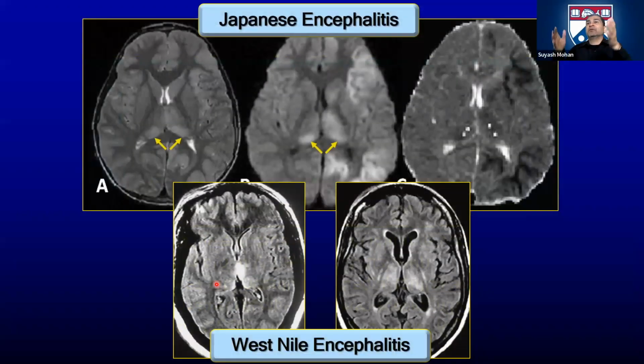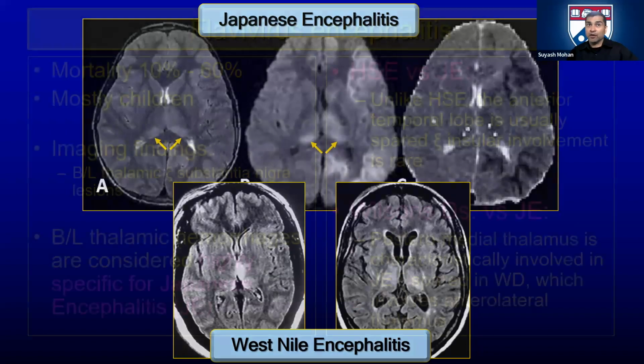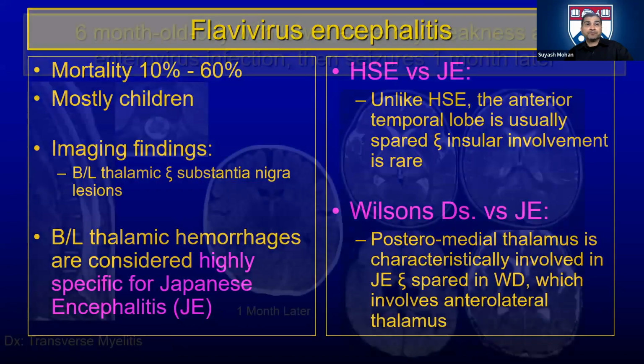Now, if you have involvement of bilateral thalami, you think about flavivirus encephalitis. And these are two flavors of the same virus. Japanese encephalitis, more common in Asian countries. And this is West Nile, which is more common in Pennsylvania or in North America, right?